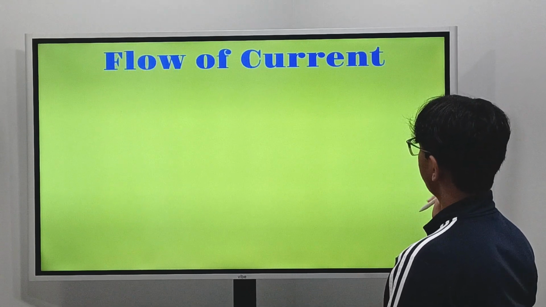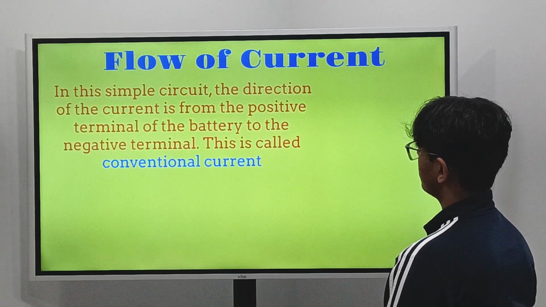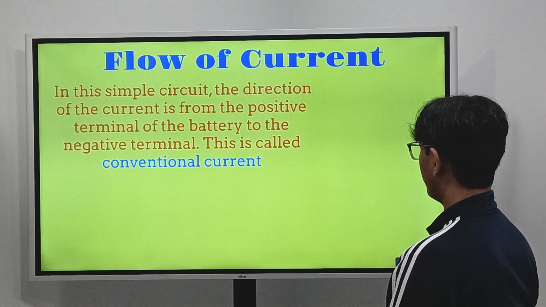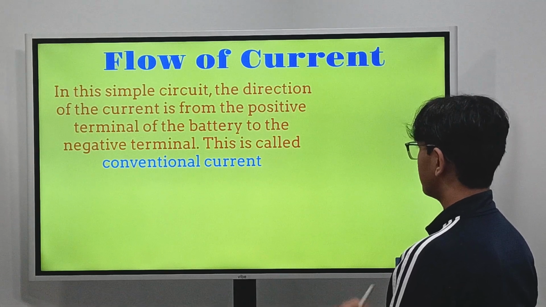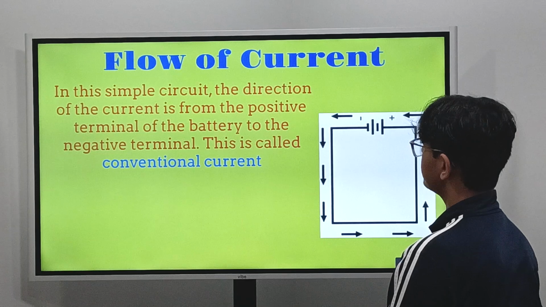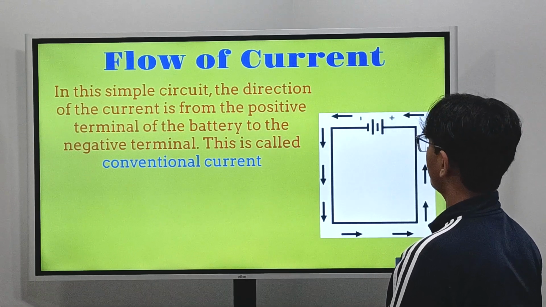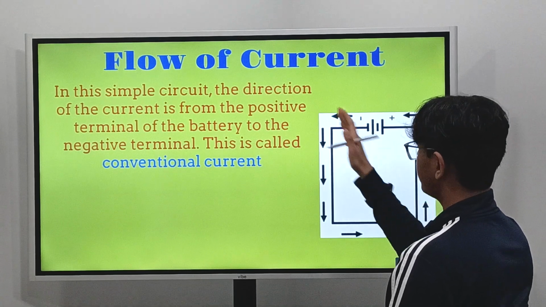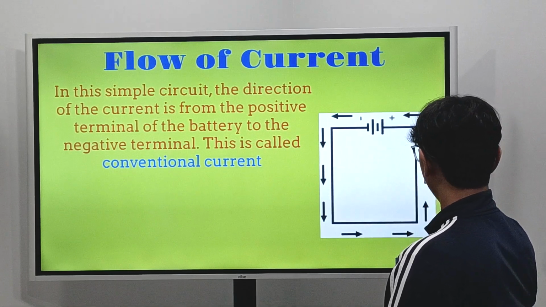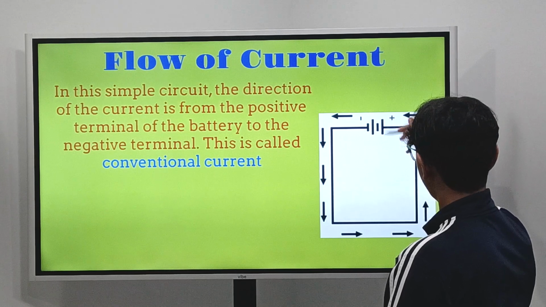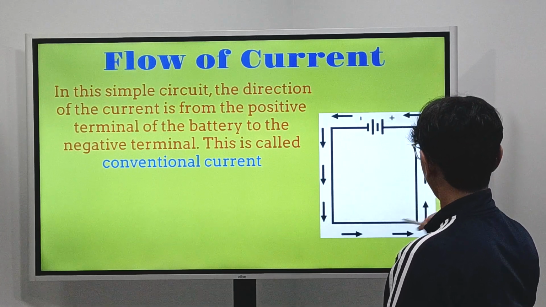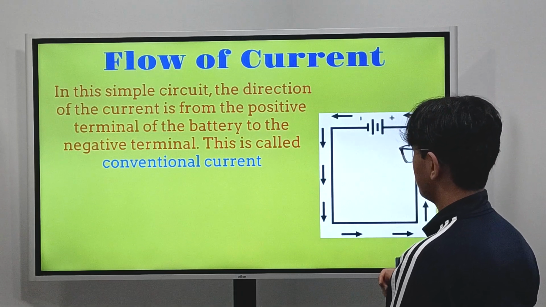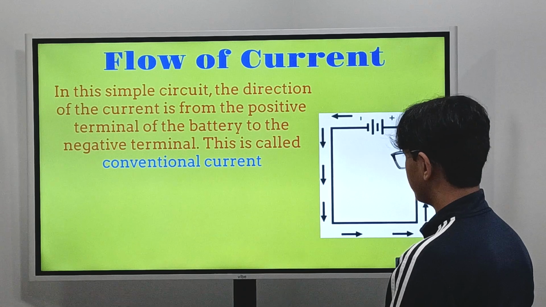Now let's go over what the flow of current is. In this simple circuit, the direction of the current is from the positive terminal of the battery to the negative terminal, and this is called conventional current. Here is our simple circuit. What we're going to learn here is just about the flow of current. The direction of current is always moving from the positive terminal of the battery, from here, all the way to the negative terminal of the battery. So current always goes from positive to negative, and this is also called conventional current.